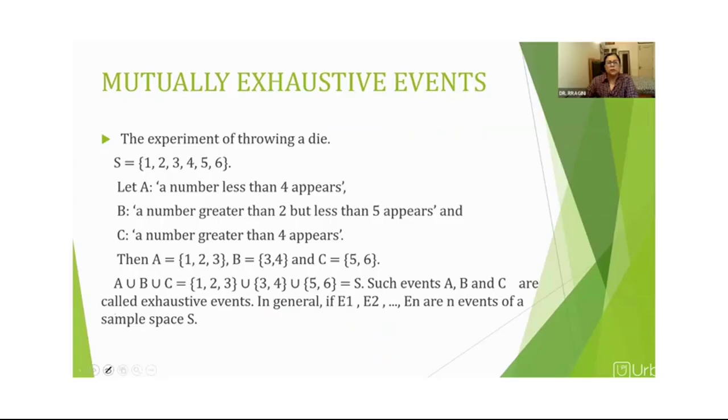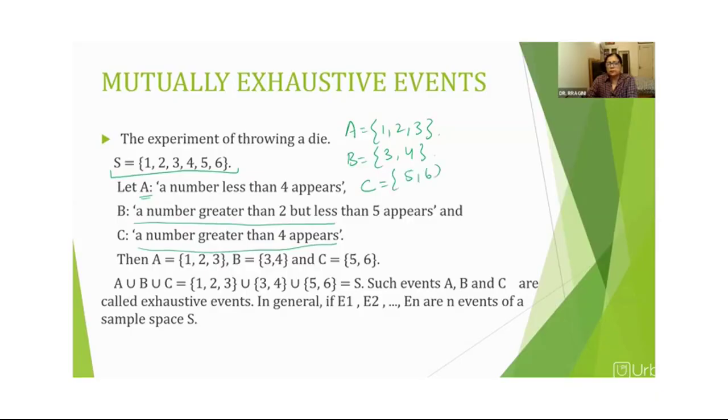So next one is mutually exhaustive events. This is also very interesting. Let us take the same sample space when we throw a die. This is 1, 2, 3, 4, 5, 6. Now A is a number less than 4: 1, 2, 3. B is a number greater than 2 but less than 5. Greater than 2 is 3, 4, but less than 5, so it's not included. C is a number greater than 4. Greater than 4 is 5 and 6.